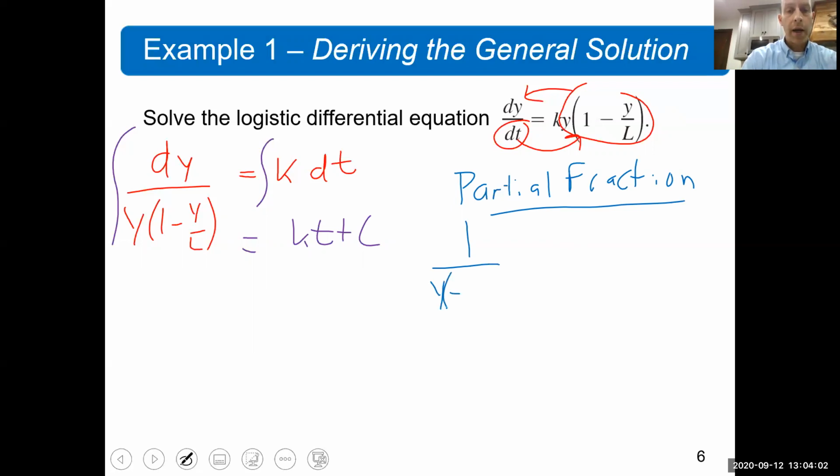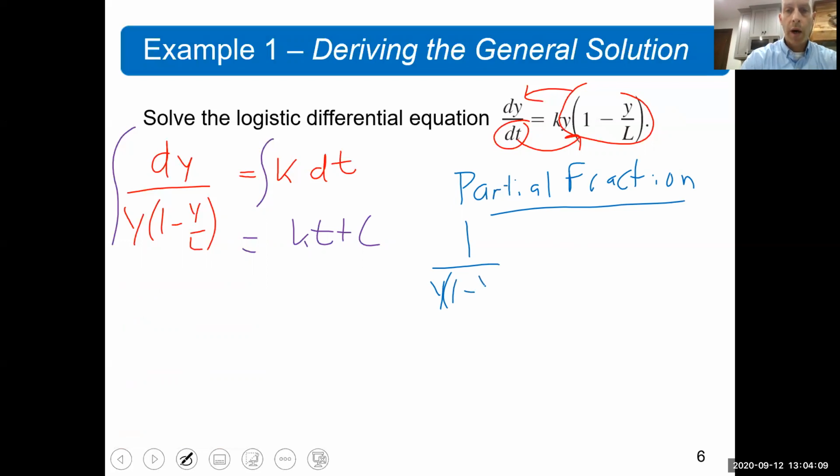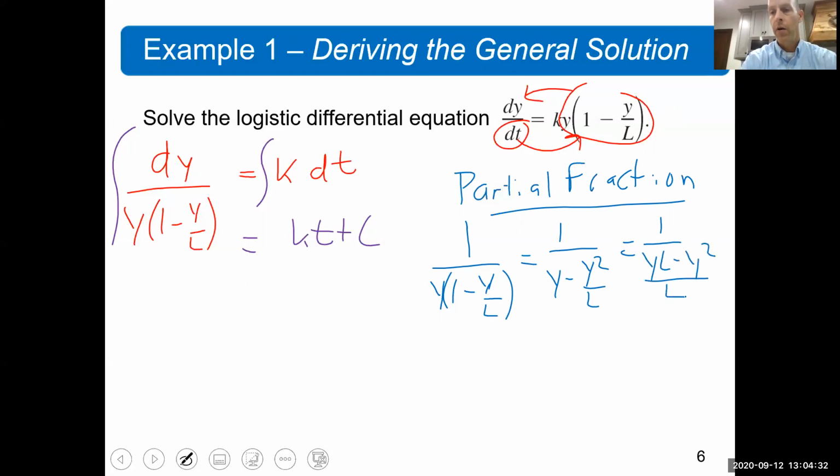1 over y times, and then I've got 1 here, minus y over L, okay? That could be rewritten as 1 over y minus y squared over L if you distribute the y. Furthermore, we could say that this is 1 over y times L minus y squared over L if we get a common denominator of L.